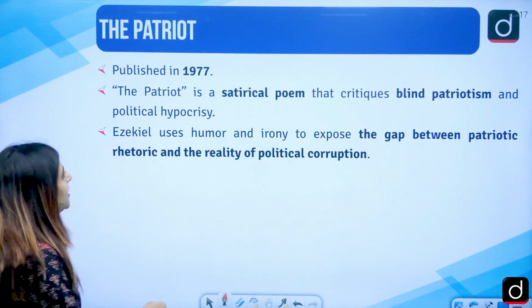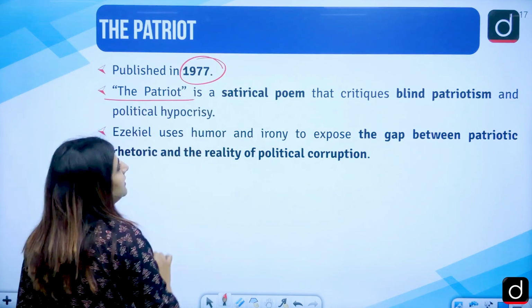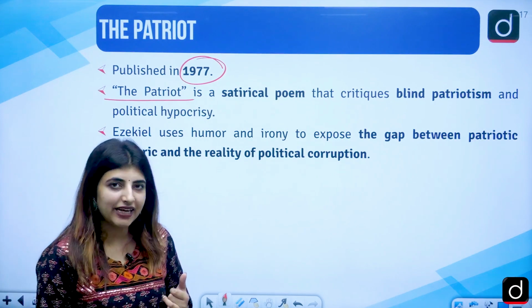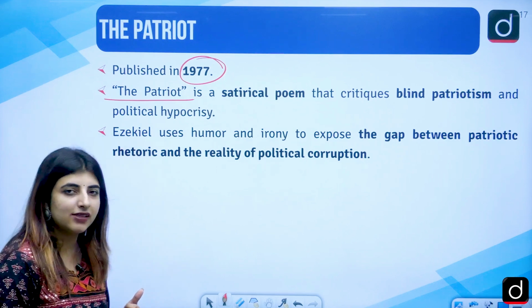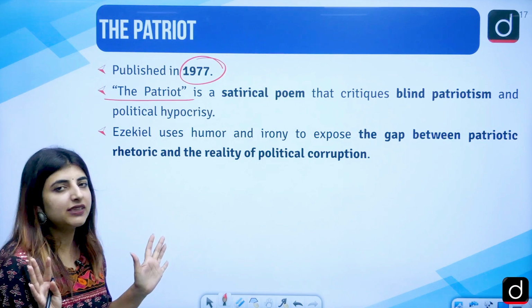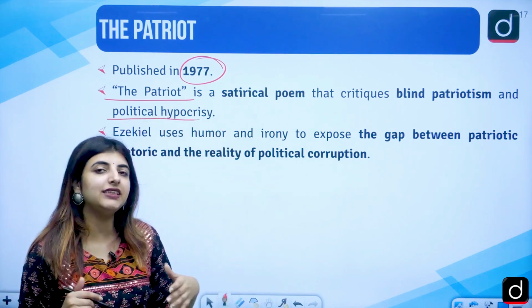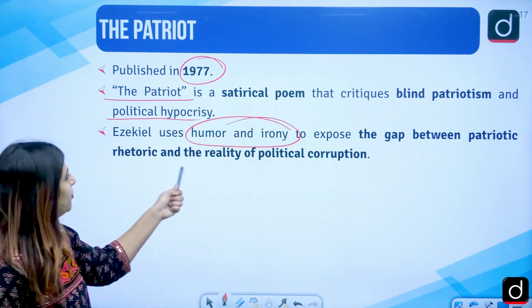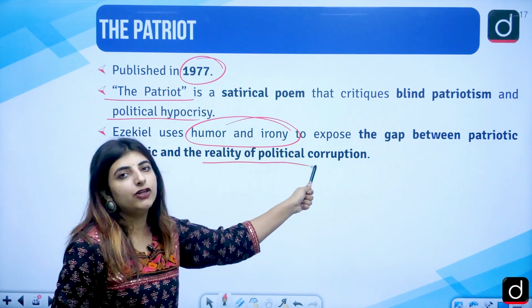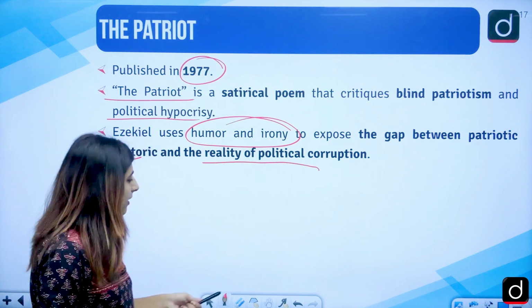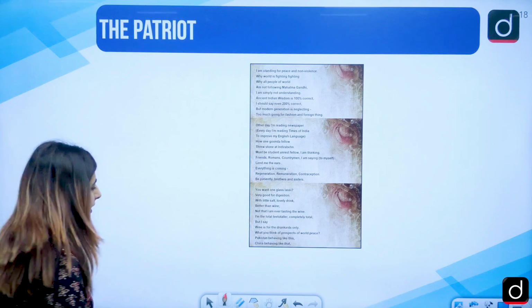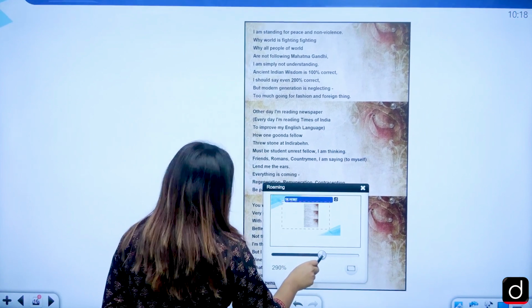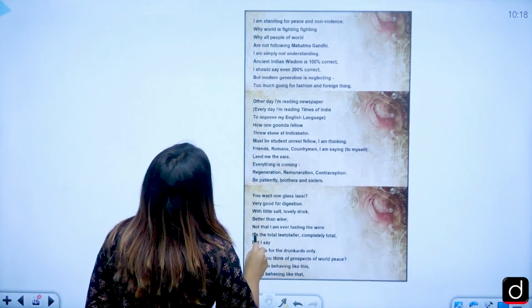Next is The Patriot in the year 1977. It is a satirical poem. So we see the humor that we were talking about, which is seen in his writing style. The wit and humor can be seen here as well in this poem. It critiques the blind patriotism that people have and the political hypocrisy that comes along with that. Again, it uses humor and irony to expose the gap between patriotic rhetoric and the reality of the political corruption which is there. So we are going to read it, and then we are going to understand where he is coming from and where he is using the wit and humor.